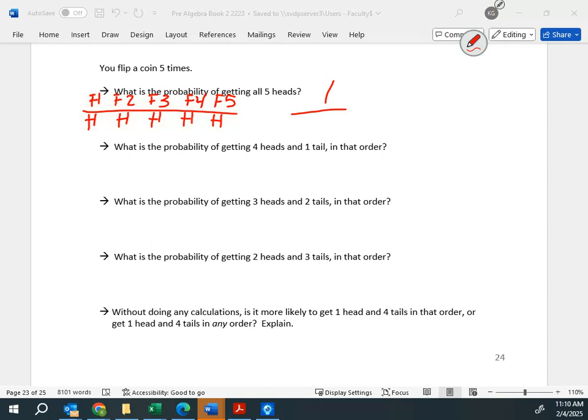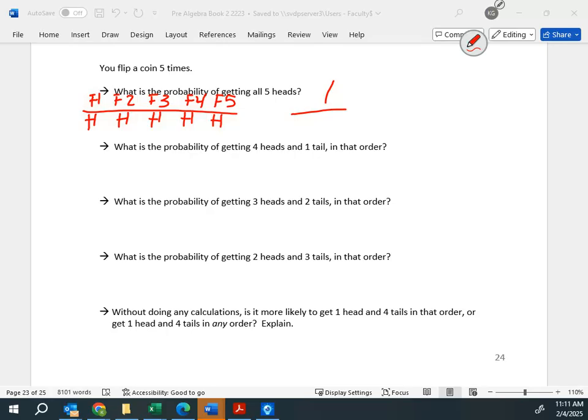If I am flipping my coins, my desired outcome is heads, heads, heads, heads, heads. It is very specific. There is only one outcome I'm looking for. I'm not saying 3 heads and 2 tails in any order. Then we would have multiple. We could have the 3 heads and then 2 tails, or heads, tails, heads, tails, heads. There is a variety of ways we could get it. Doing all 5 heads, there's only one way to get all 5 heads.